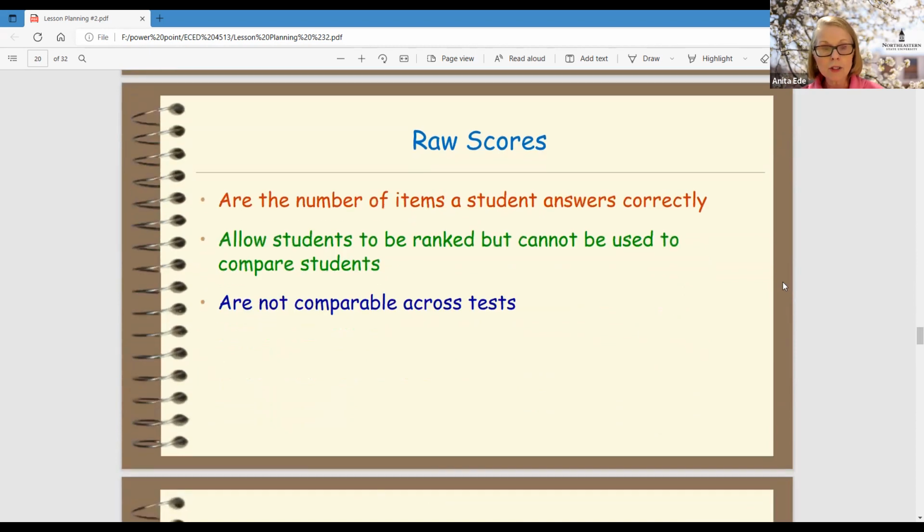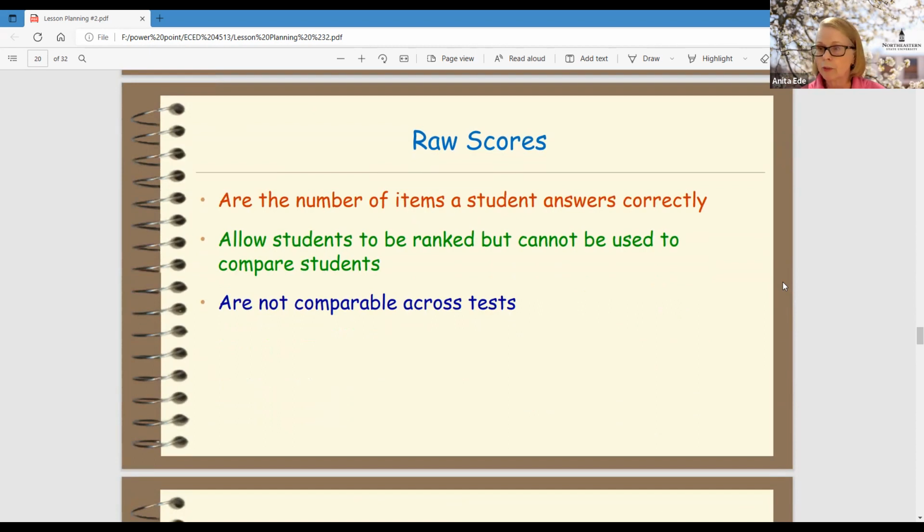Okay, the raw score is just how many they got right. That's it. That's all it is. And you can rank students with this, like who's the highest in your class and who's the lowest in your class, but it's really not comparable across any kind of test.